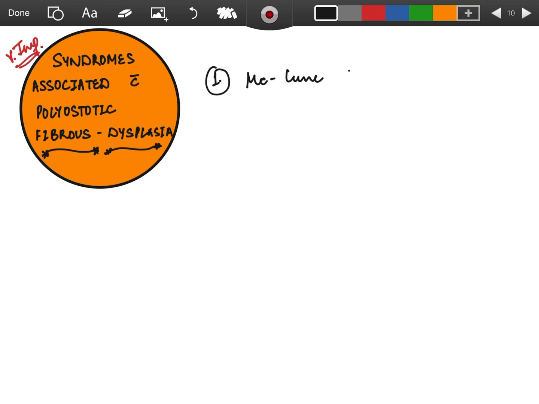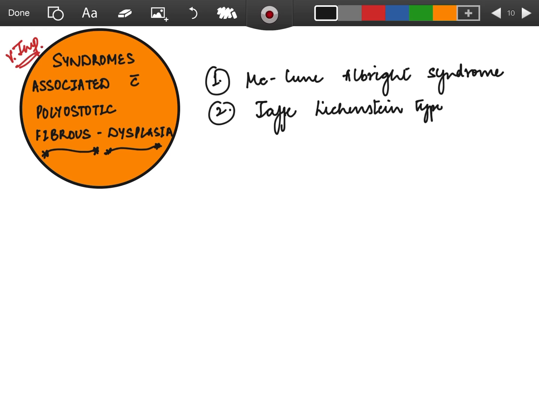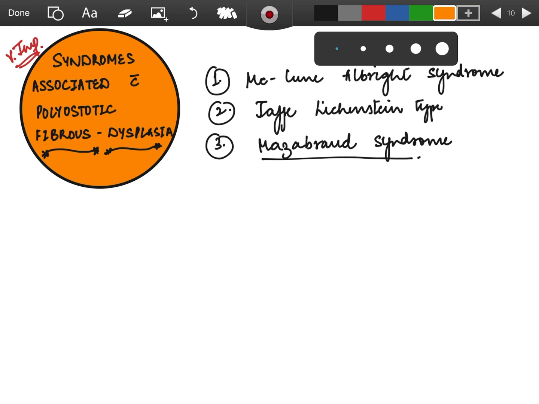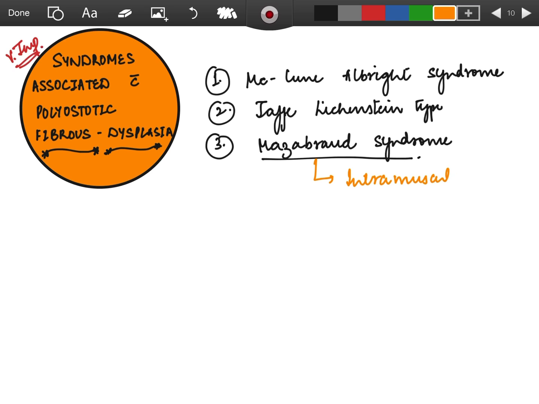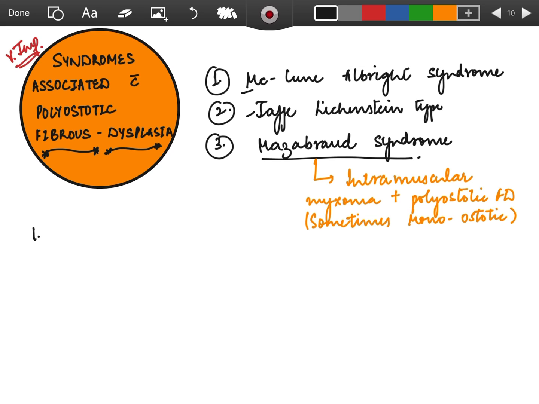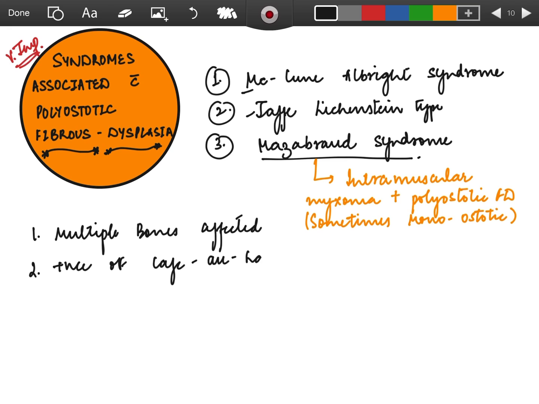Now, my favorite syndromes associated with polyostotic fibrous dysplasia. First is McCune-Albright syndrome. Second, as we studied, the Jaffe-Lichtenstein type or syndrome. Thirdly, Mazabraud syndrome. So what is Mazabraud syndrome? It contains two things: first the intramuscular myxoma, together with polyostotic fibrous dysplasia. Mostly it is polyostotic, but sometimes it may be monostotic in Mazabraud syndrome, along with the intramuscular myxoma. In McCune-Albright and Jaffe-Lichtenstein types, multiple bones are affected, there is presence of café-au-lait lesions, and thirdly, there is presence of endocrinopathies.